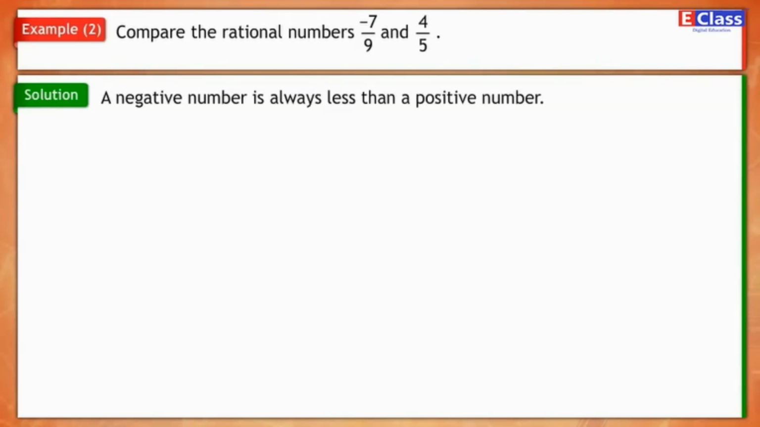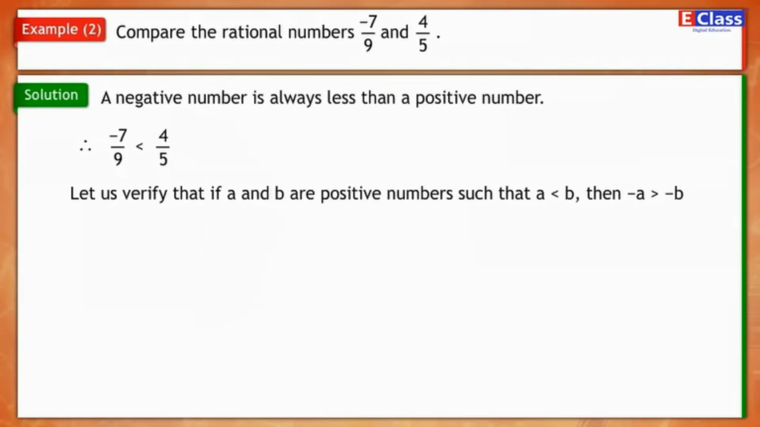Second example, compare the rational numbers -7 by 9 and 4 by 5. Solution. A negative number is always less than a positive number. Therefore, -7 by 9 is less than 4 by 5. Let us verify that if a and b are positive numbers such that a is less than b, then -a is greater than -b. 2 is less than 3, but -2 is greater than -3.